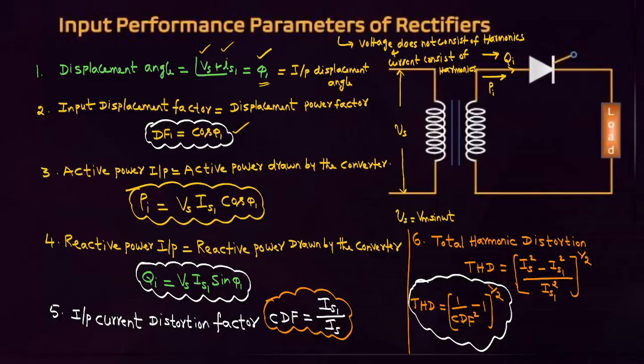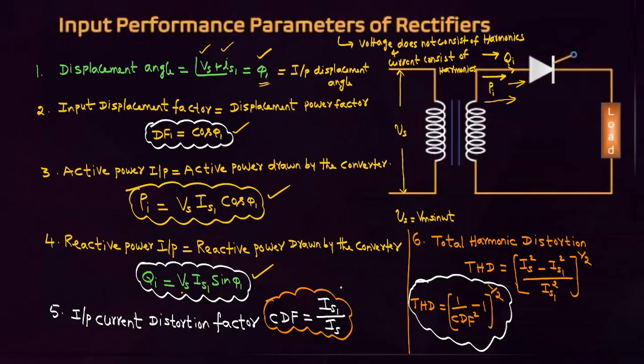What is the active power input, or active power drawn by the converter? That is, how much active power we are applying to the converter? That is Vs into IS1 into cos phi 1. IS1 is the RMS value of the fundamental source current, not the total RMS source current, only the RMS value of the fundamental source current. The reactive power drawn by the converter is Vs into IS1 into sin phi 1.